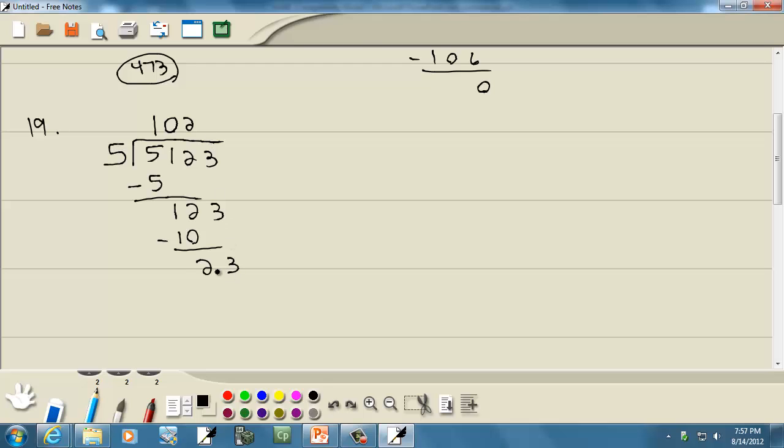And again, I'm looking at this as 23, so I'm going to put the number right above here. 5 goes into 23 4 times, like that, which gives us 20. Subtract that. 23 minus 20 gives us 3. And this is our very last digit. If I kept going with this, I'd have decimals, which we haven't covered yet. So our answer would be 1024 with a remainder of 3.